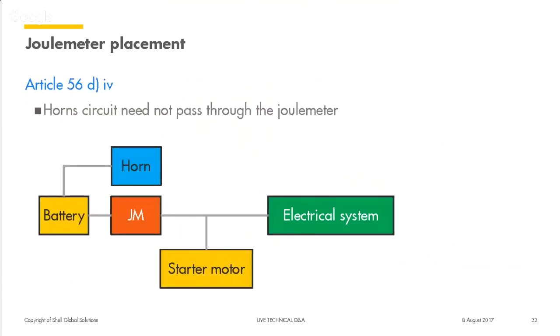This is something I've shown earlier already, which is about the horn. Basically, the horn does not need to be included in the Geometer reading. So you can actually have that outside of the Geometer and electrical system circuit.